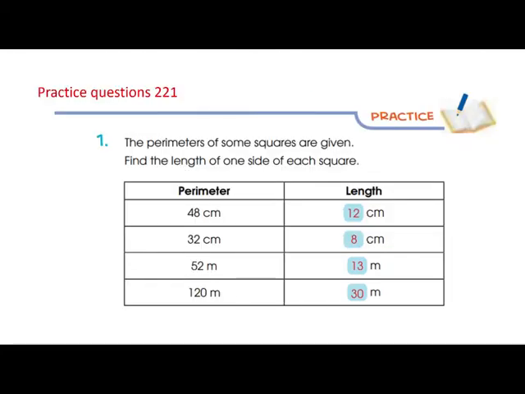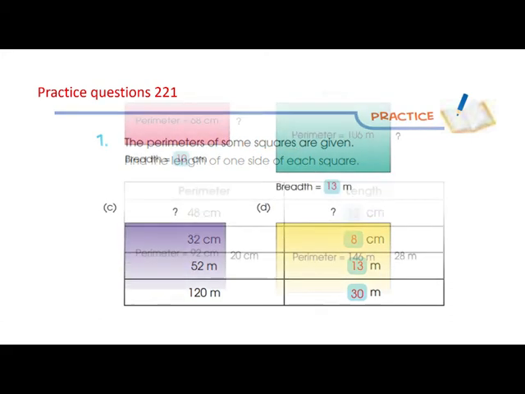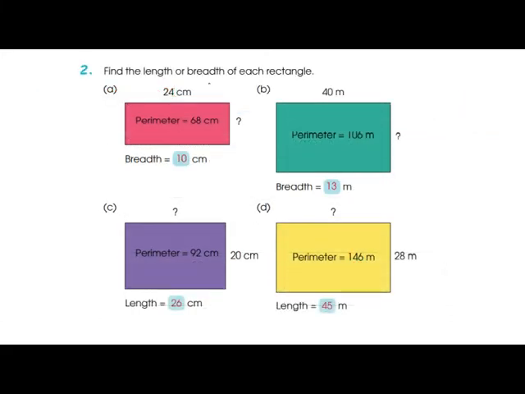Okay, so what you have to do now, you have to do the practice question, which is on page number 221. You have to do this in the book. The perimeters of squares are given. Basically it's a square. Please read the question properly. It's a square, so simply you have to divide the perimeter by 4. When you are dividing by 4, you will get the answer. Okay, you have to do it by yourself. Find the length or breadth of each of the rectangles. Whatever the angle is, you have to try it by yourself.